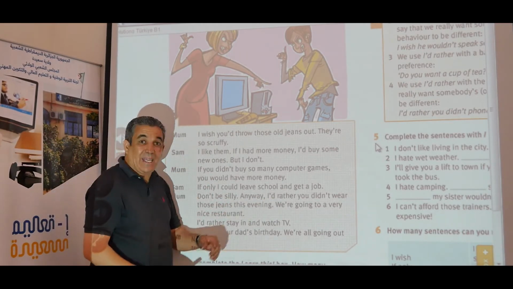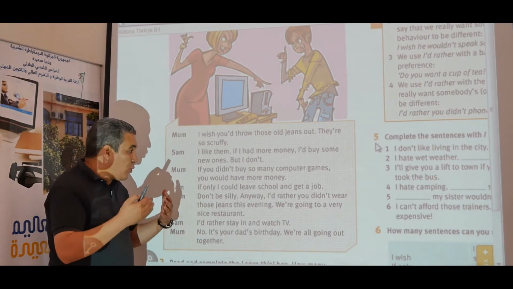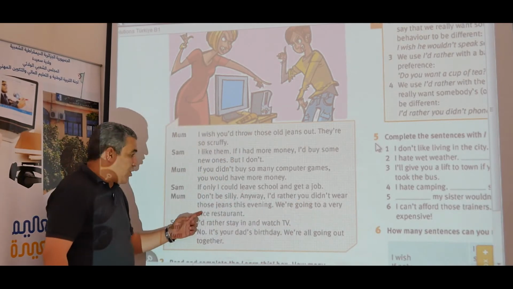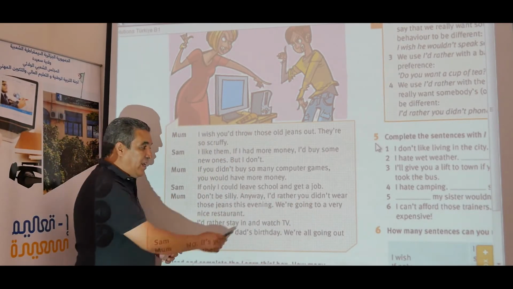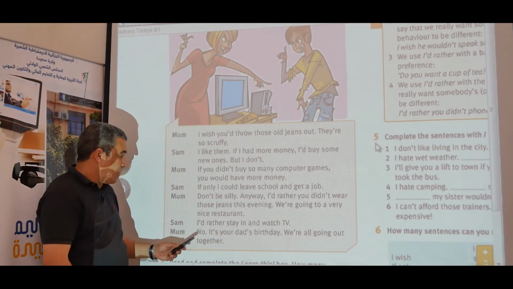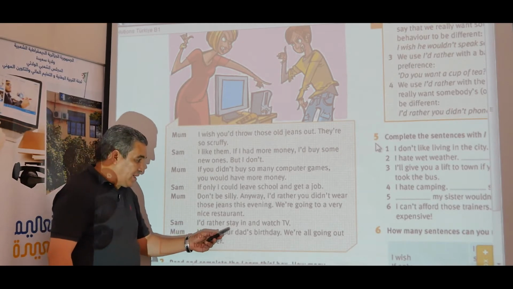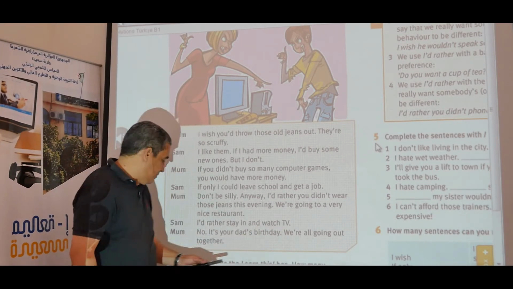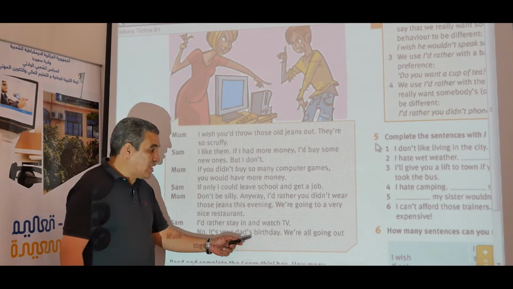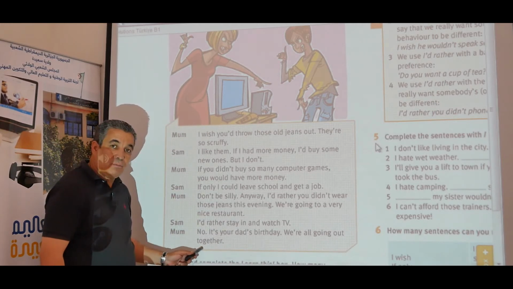Mom, don't be silly anyway. I would rather you didn't wear those jeans. This evening, we are going to a very nice restaurant. I would rather stay in and watch TV. Mom, no, it's your dad's birthday. We are all going out together.